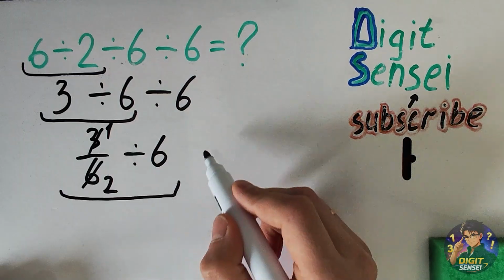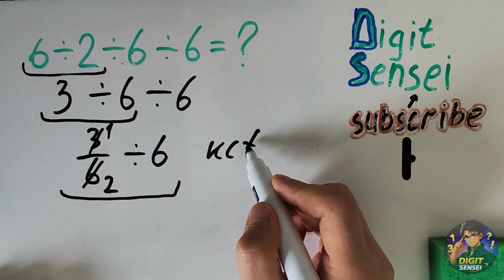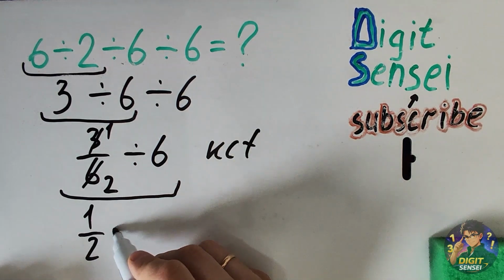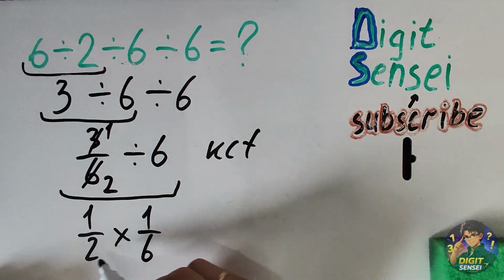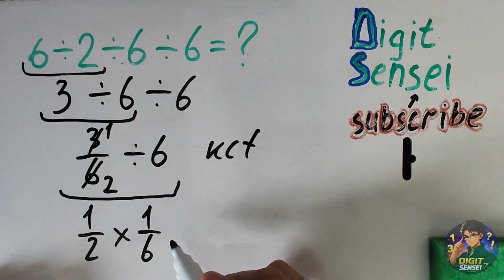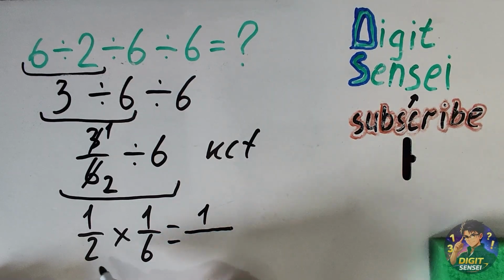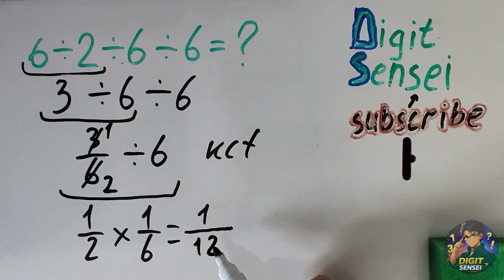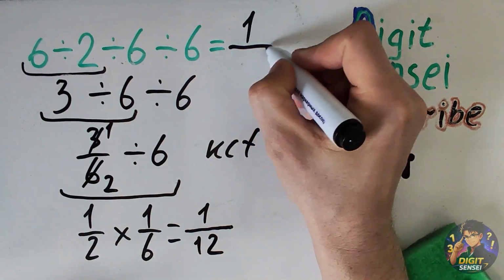According to the KCF rule, K stands for keep, C stands for change, and F stands for flip. We can write: keep the first fraction, change division to multiplication, and flip the second fraction. So we have 1 over 2 times 1 over 6, which gives us 1 times 1 equals 1. And 2 times 6 equals 12. So we have 1 over 12. And this is our final answer to this problem. The correct answer is 1 over 12.